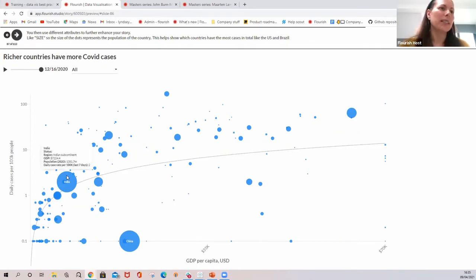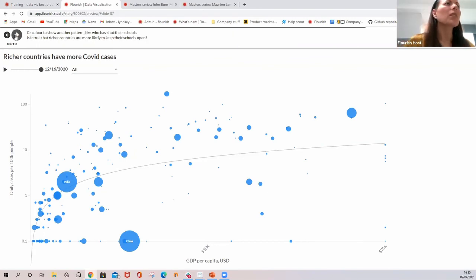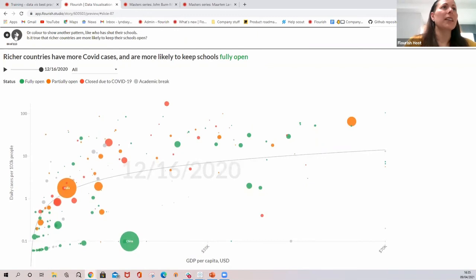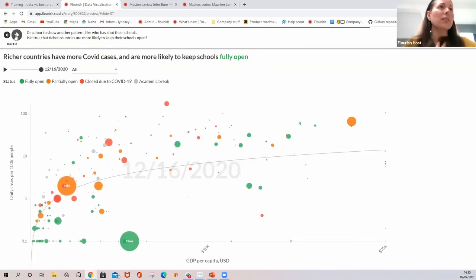So you can see India have had a lot of cases, China have had a lot of cases, and United States have a lot of cases. So you can bring in all these other attributes to represent different types of value or different points in your story. You can color it differently, to show something else in your pattern, show something else in your story.